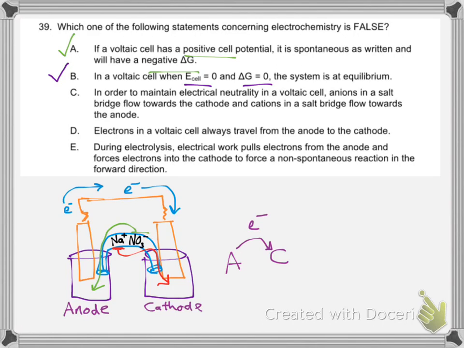C says, in order to maintain electrical neutrality in a voltaic cell, anions in a salt bridge flow toward the cathode. We have our winner? That's the appropriate one here. This is the false statement.